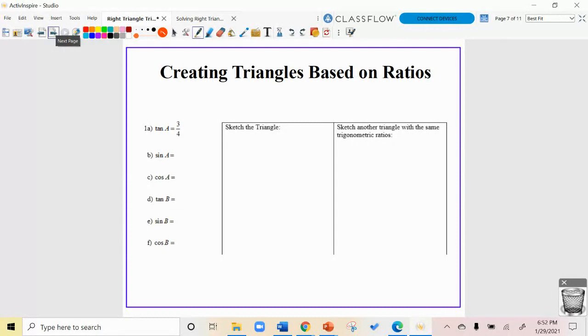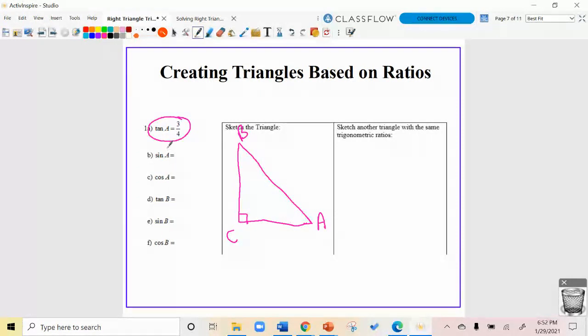So now that we have those ratios down and we're able to identify them, what if we took the triangle away? Now it's gone. So we want to create triangles based on ratios. Here I'm given that the tangent of A is 3/4. A is not the right angle. So I'm going to sketch a right triangle. I'll call this A, this B, and this C. The reason I'm calling these A and B is that those are the ones I'm asked about, so those aren't going to be my right angles.